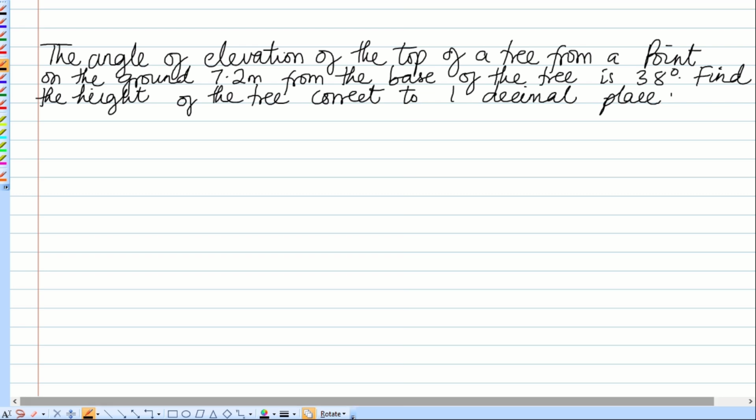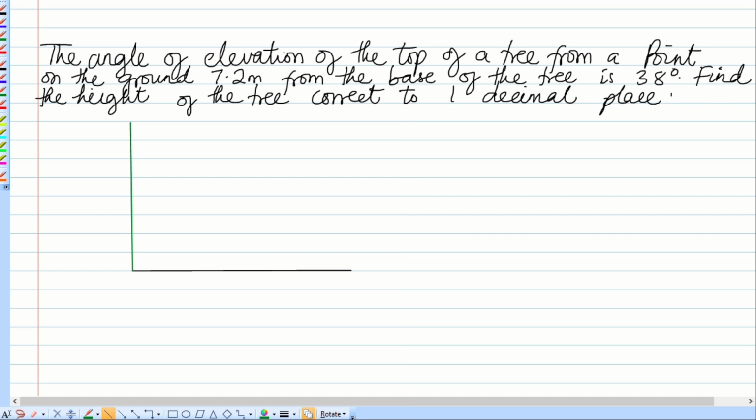So I think the first thing is to put our point on the ground. So I have to draw the horizontal ground first. So these are our points on the ground. And then this must be the tree. So let's just represent the tree there. So that is the tree from the ground.